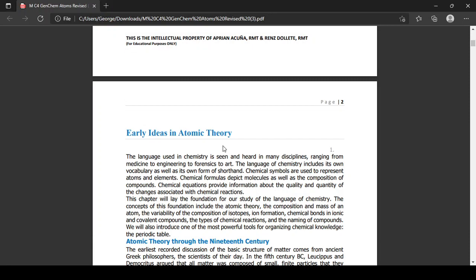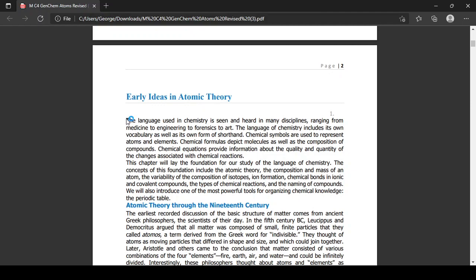Early ideas in atomic theory. The language used in chemistry is seen and heard in many disciplines, ranging from medicine to engineering to forensics and to art. As we have discussed in your chapters 1 and 2, the different branches of chemistry range from general chemistry, quantitative and qualitative chemistry, biochemistry, forensic chemistry, and clinical chemistry, and also to your arts.